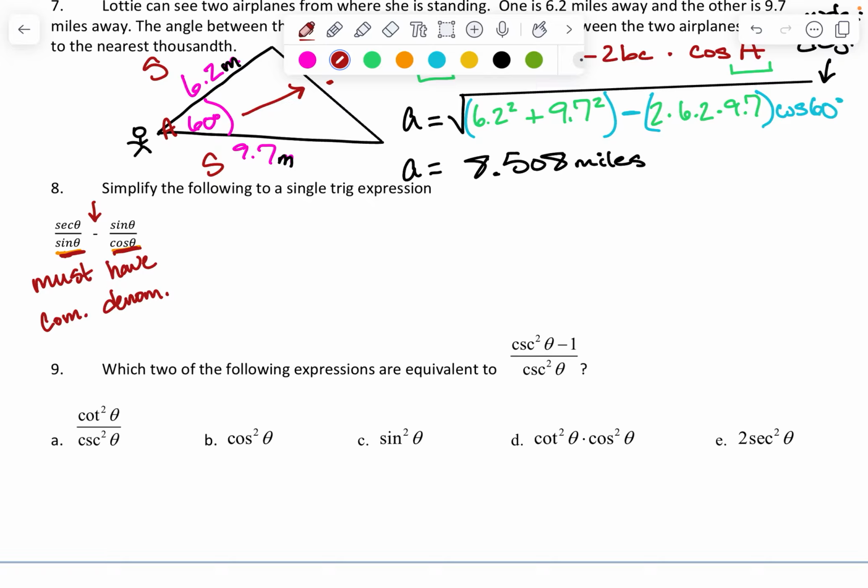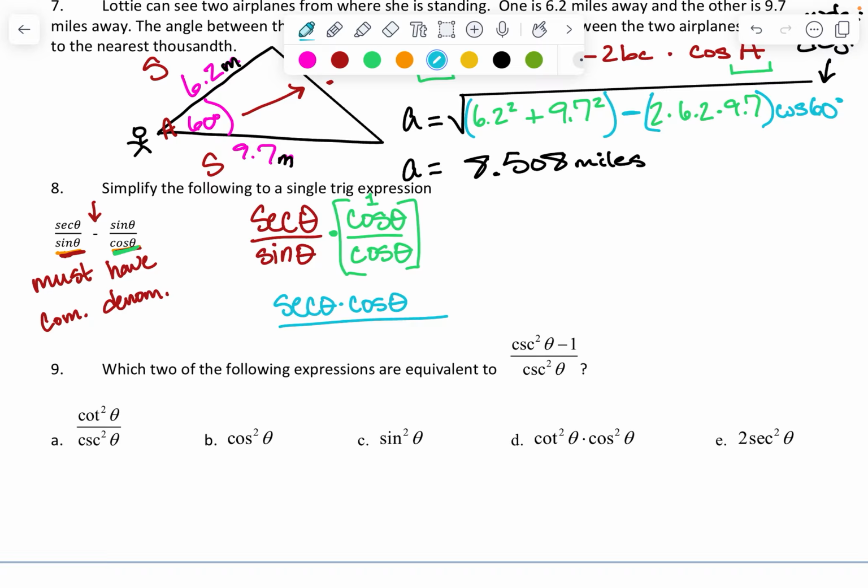So the first fraction, secant theta over sine theta, is missing cosine. So how do I remedy that? I'm going to multiply it by cosine over cosine. That's just a fancy way of multiplying it by 1, but it allows me to rewrite it as secant theta times cosine theta over sine theta times cosine theta.